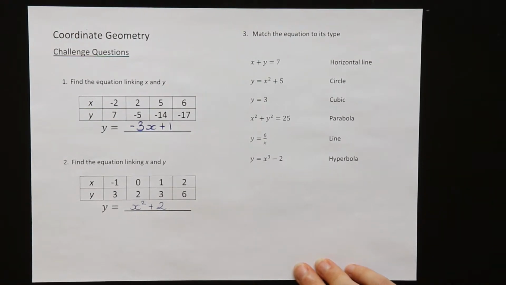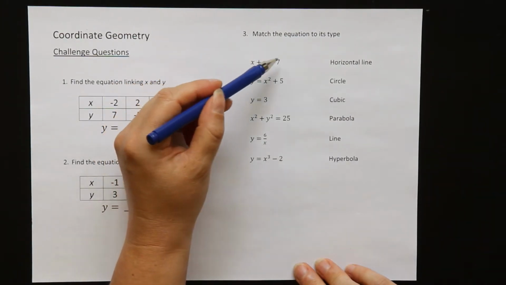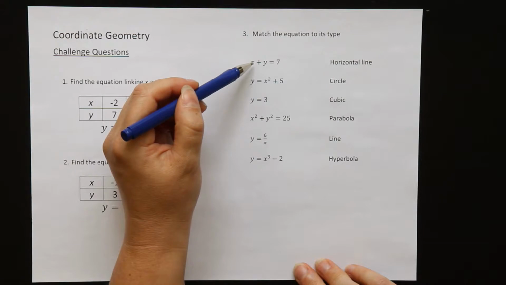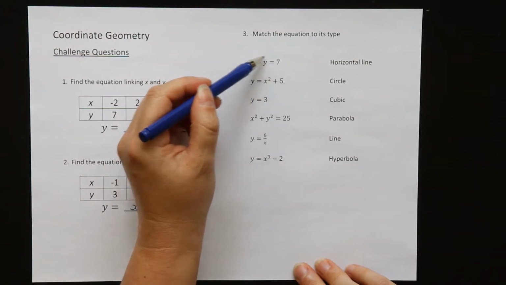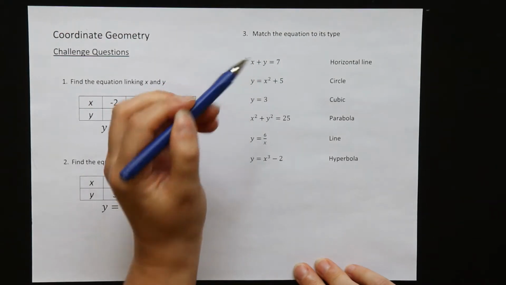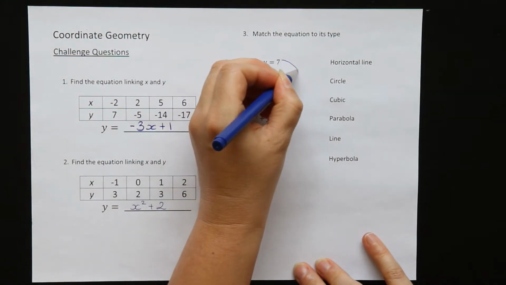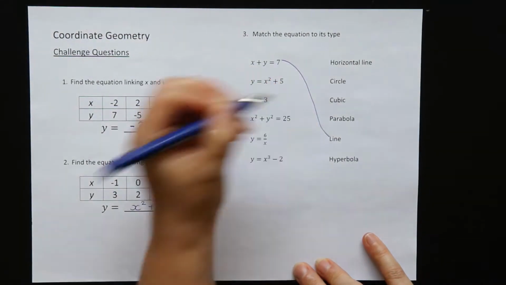Okay, question 3, match the equation to its type. Now this seems rather simple, but in fact a lot of people have trouble remembering the different names of the different types of equations that we've learnt. So let's have a look. x plus y equals 7. There's no squares or cubes or fractions or anything like that. So that one is actually a straight line. So it can connect up here to the line.